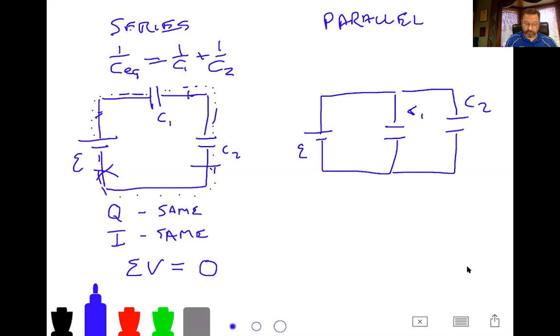And if charge or current is the same everywhere in a series circuit, what's the same for the two capacitors and the battery in a parallel circuit? And the answer is voltage, the other thing. So voltage is the same. I just wrote V on the other side, is the same. Okay, and so that's the important thing about parallel circuits.